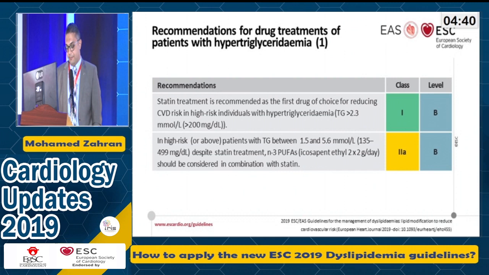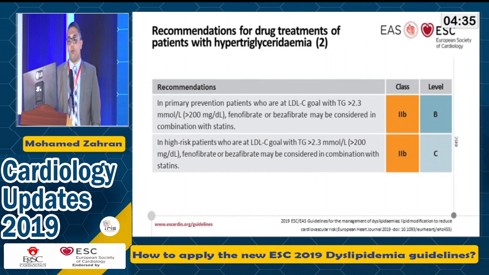In primary prevention, for those whose LDL goal is already achieved, but the triglycerides are still high above 200, you can combine statins with fenofibrate or bezafibrate. And in the high risk patient also, where the LDL goal is controlled while the triglyceride is still more than 200, fenofibrate or bezafibrate also may be considered in combination with statins.